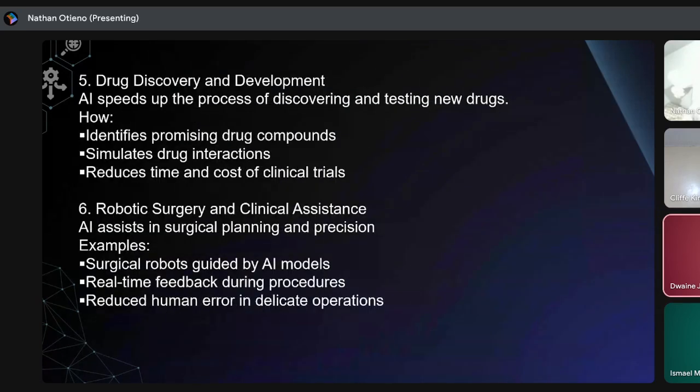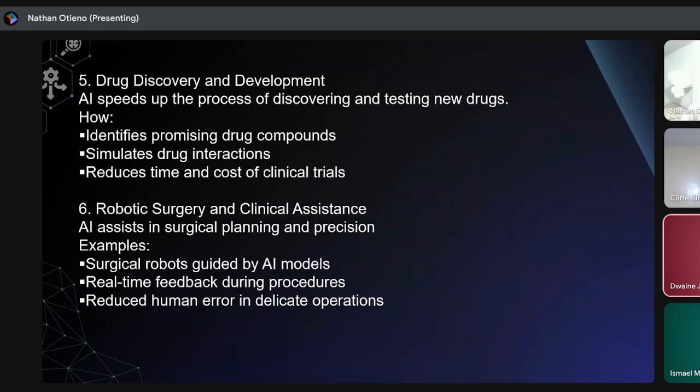Number five, drug discovery and development. Due to the use and help of AI, it speeds up the process of discovering and testing new drugs. This reduces research times and costs. How? By identifying promising drug compounds. It simulates drug interactions and reduces time and cost of clinical trials.